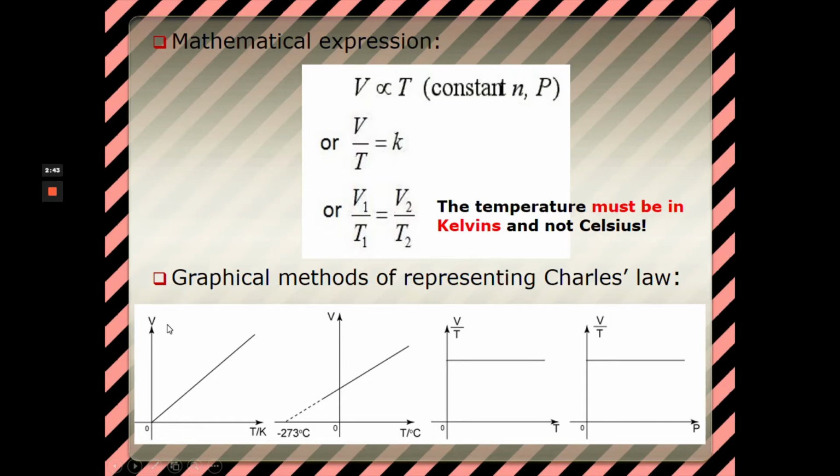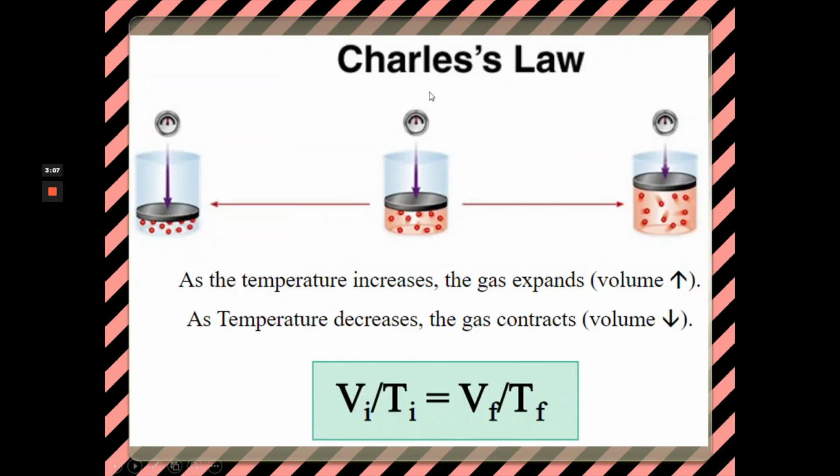Graphically, when we plot V versus T in Kelvin, we're going to get a straight line. When we draw V over T versus T, or V over T versus P, we're going to get a straight line parallel to the x-axis. Remember that Charles' law is V1 over T1 equal to V2 over T2.